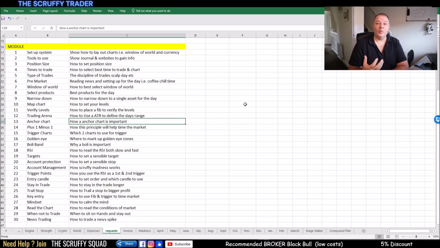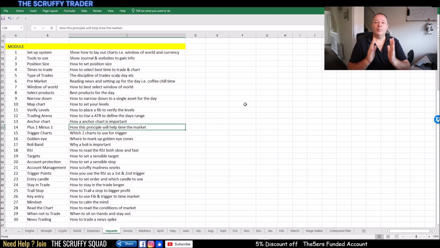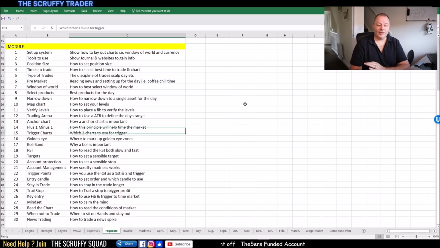We'll then move into what an anchor chart is. An anchor chart is where you focus most of your attention. We will look at +1, -1, multi-time frame analysis based from that anchor chart. It will then move down into 2 trigger points, because just because you've seen your trade, you know what you're looking for, you also need a trigger to verify it. And as you might have guessed, I am very consistent in my trading, and that's because I use 2 triggers. I want double confirmation.